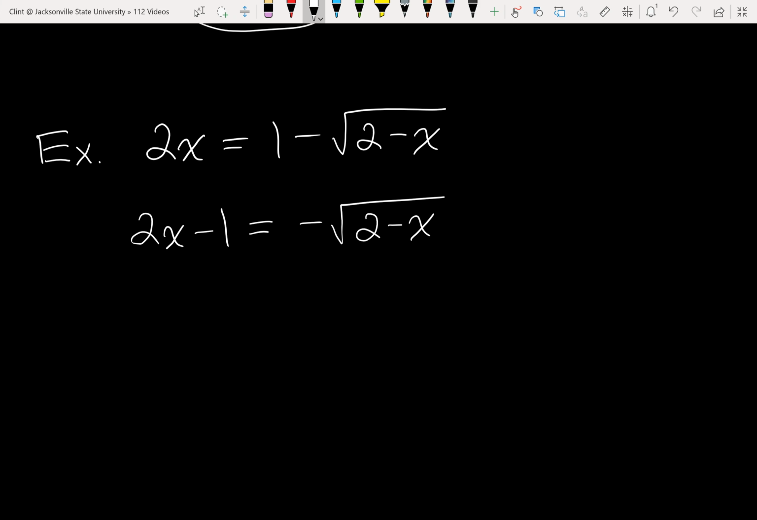So here again we have a square root. If we have a cube root, we would raise both sides to the third. If we have a fourth root, we would raise both sides to the fourth power. We have square roots here, so we're going to raise both sides to the second power. So square the left, square the right. On the left, you have to be careful here because squaring something means you're multiplying it by itself. So what this means is that we're doing 2x minus 1 times 2x minus 1.